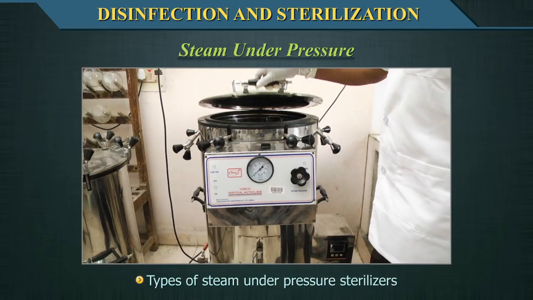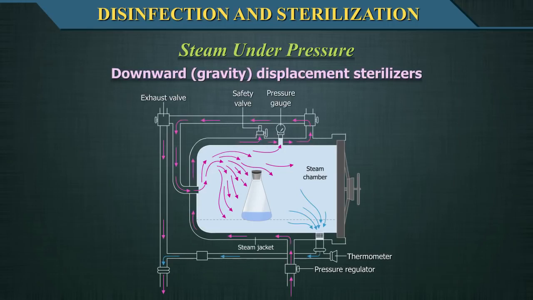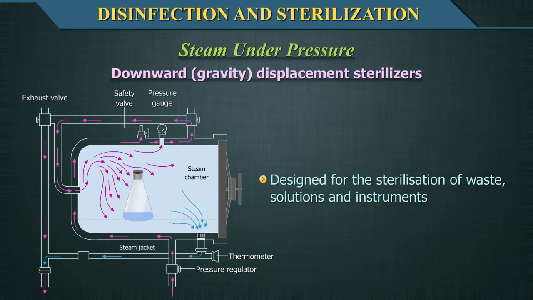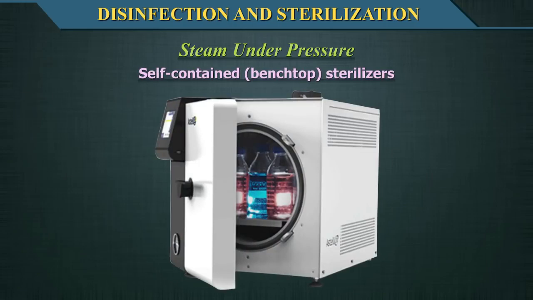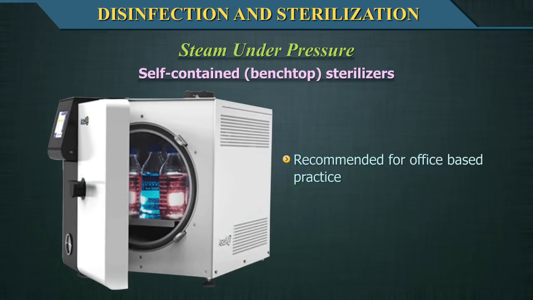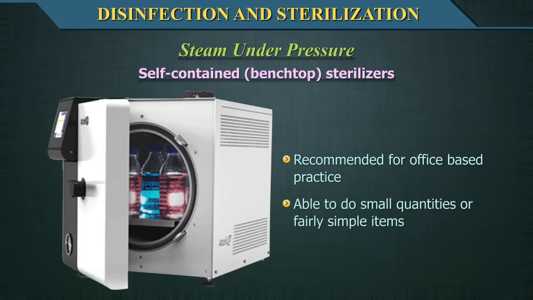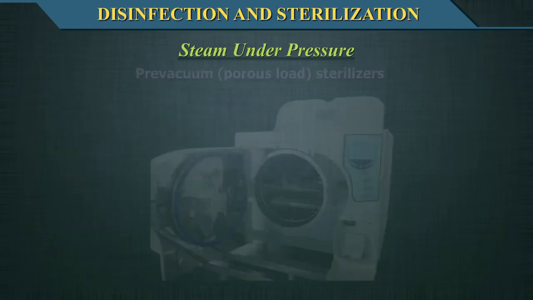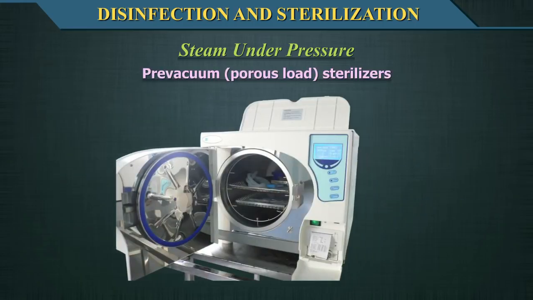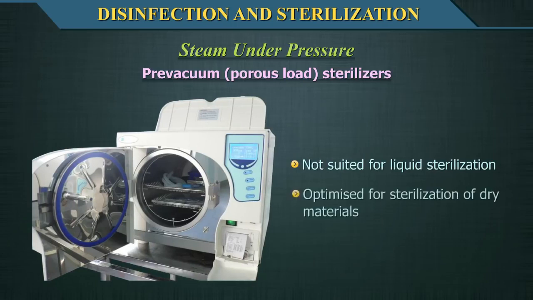There are several types of steam under pressure sterilizers, also called autoclaves: downward gravity displacement sterilizers, jacketed and non-jacketed. These are designed for sterilization of waste, solutions, and instruments. Self-contained or benchtop sterilizers are recommended for office-based practice as they are able to do small quantities of fairly simple items. Pre-vacuum or porous load sterilizers are not suited for liquid sterilization but are optimized for sterilization of clean instruments, gowns, drapes, toweling, and other dry materials required for surgery.